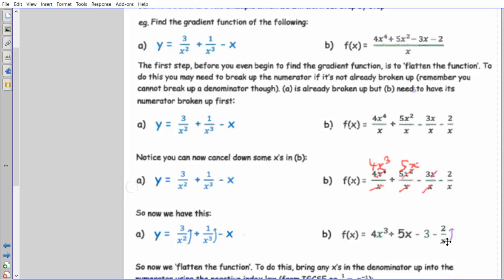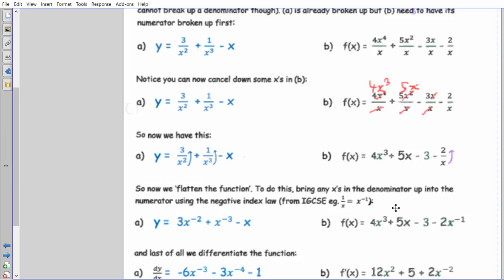But now we've got to deal with this x down here. We've still got to flatten the function. So we haven't even done the calculus step yet. We're just still flattening the function. So to flatten this function, that's x to the power of positive 1. So to bring it up to the top, you would have to make it negative: minus 2x to the power of negative 1. See it like that, because that's x to the positive 1. To bring it up here, you need to change the sign on the exponent. So now this function has been flattened. So it's nicely flattened, and now we can do the calculus step. So same thing, 4x cubed plus 5x minus 3 minus 2x to the power of negative 1.